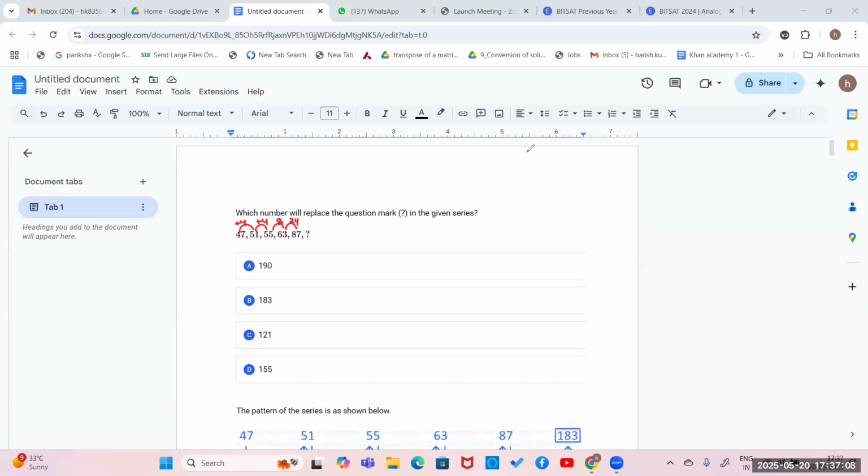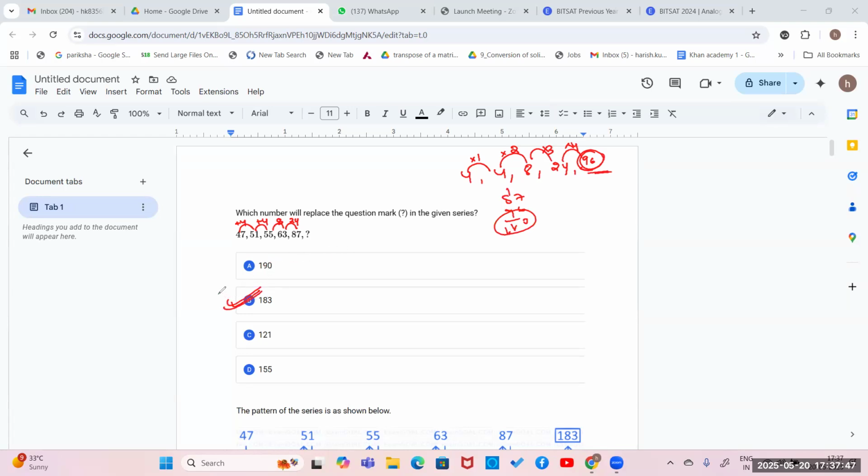Okay. So carefully observe, guys. The differences are 4, 4, 8, 24. So what will be the next? Is there a pattern here? Yes, there is definitely a pattern here. 4 into 1 is 4. 4 into 2 is 8. 8 into 3 is 24. So next will be 24 into 4, 96. So this has to be the difference. So the next number will be 87 plus 96, which is 183. So option B is your right answer.